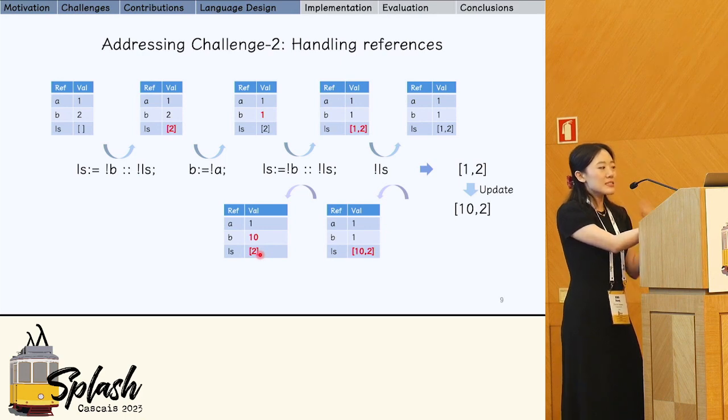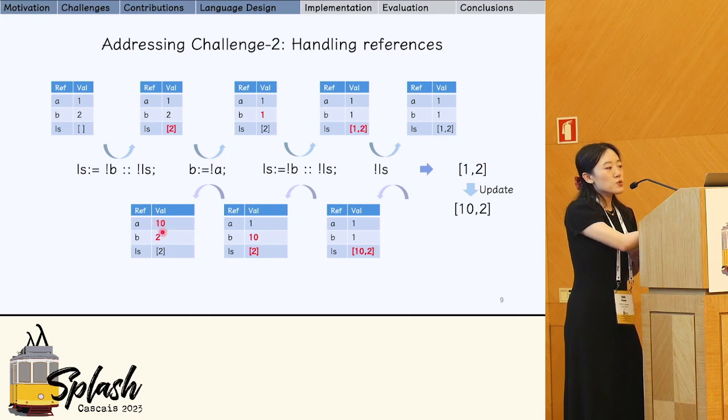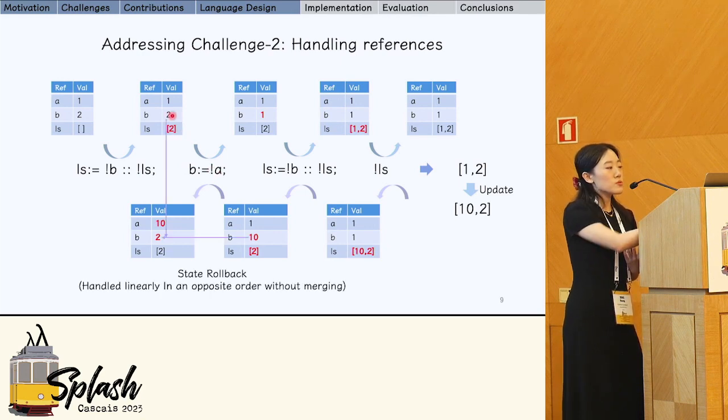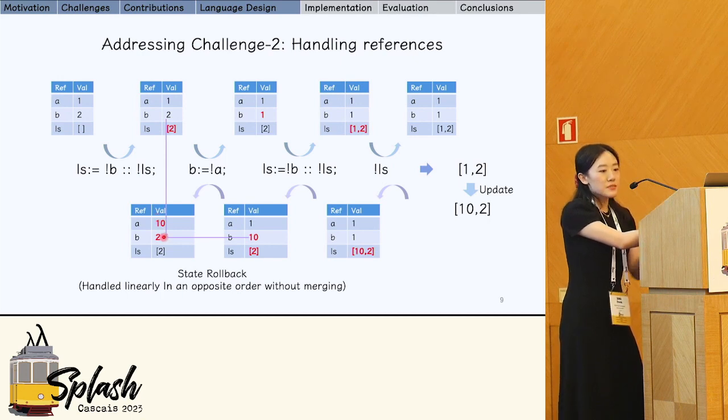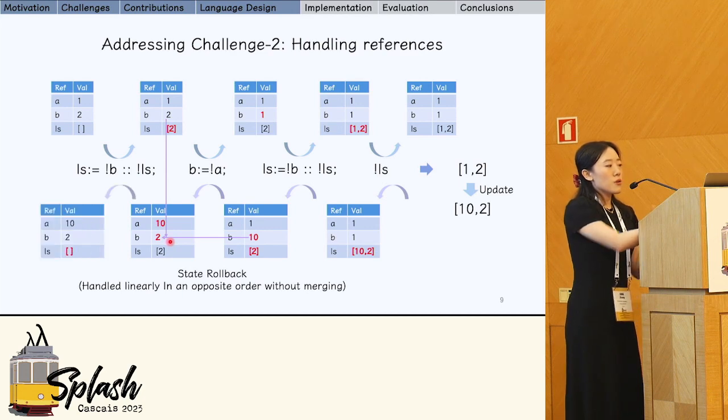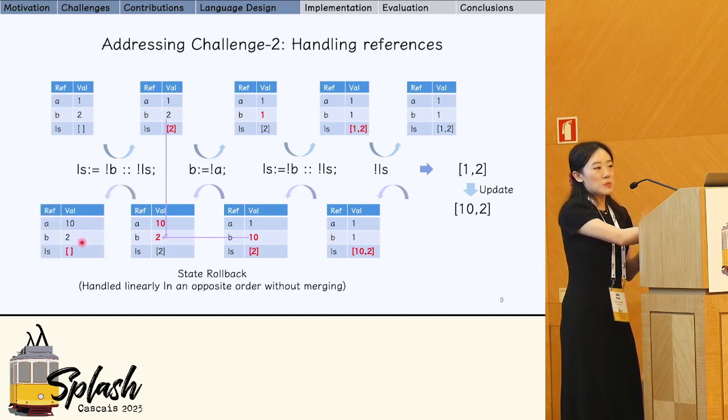Okay, the next step is the trickiest one. So we can easily compute that A's value should be 10 before executing this. However, there is another thing to do. Because we know before this assignment, B's value should be 2 according to this forward evaluation. So we should roll back B's value from 10 to 2. Okay. So finally, LS value becomes an empty list.